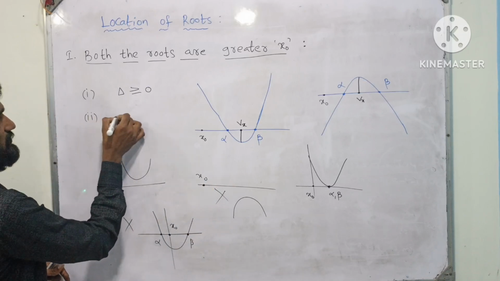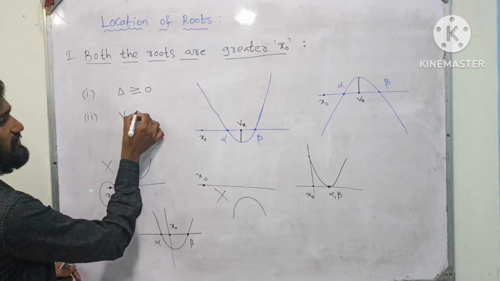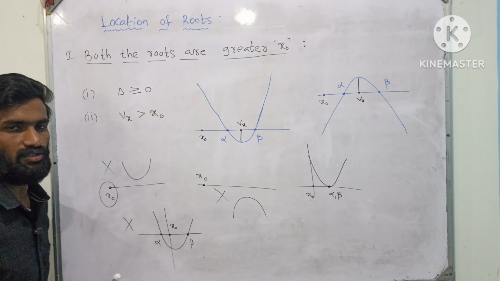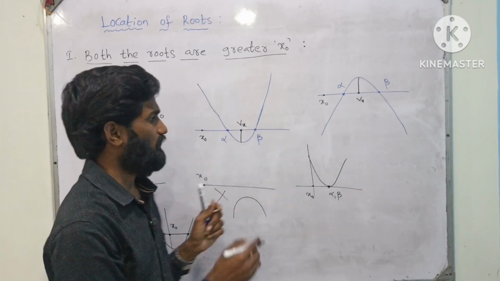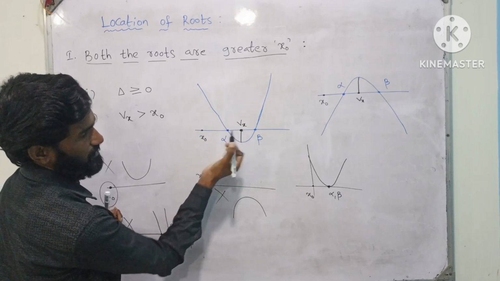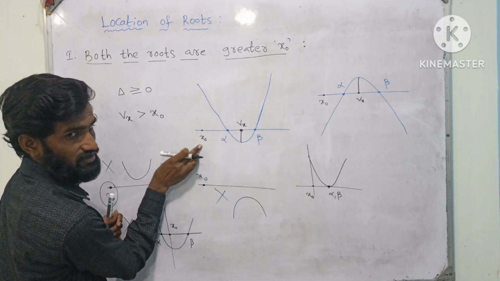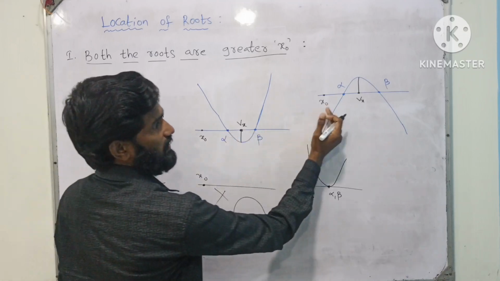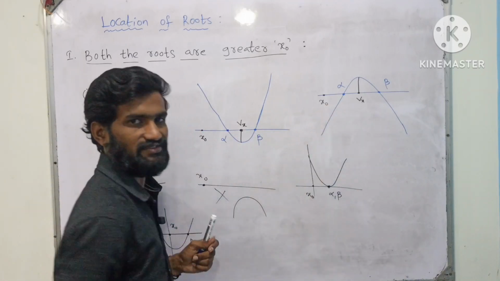That condition is Vx is always greater than x naught. If you observe these two, you will get Vx. Vx means this point is always greater than x naught. Vx is greater than x naught. It is on the right side of x naught. Here also Vx is greater than x naught only.